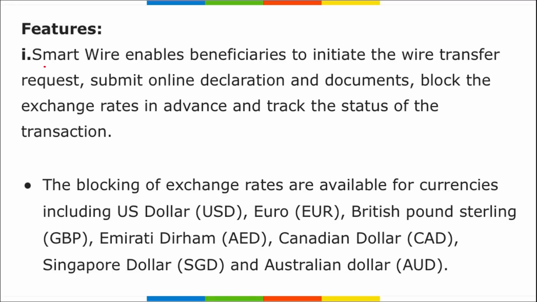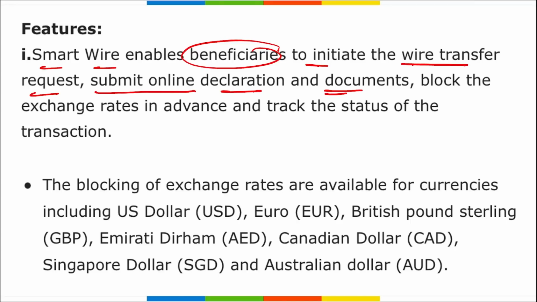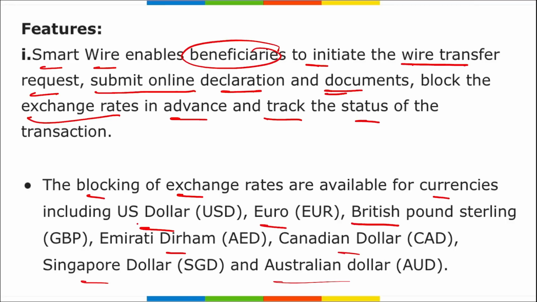Moving on, here you can see the smart wire enables beneficiaries to initiate the wire transfer request, submit online declaration and documents, block the exchange rates in advance and track the status of the transaction. The blocking of exchange rates is available for currencies including US dollar, euro, British pound, dirham, Canadian dollar, Singaporean dollar, and Australian dollar.